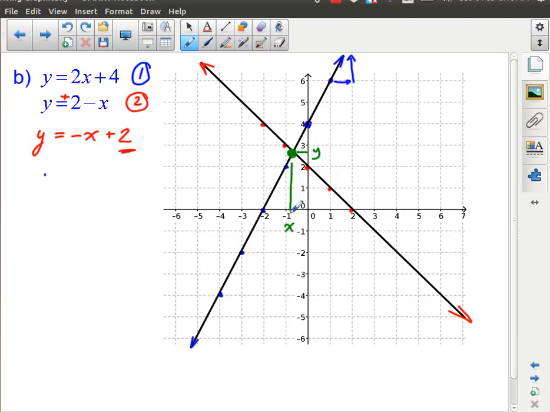Not really. This point is not a good point in the sense that it doesn't lie on any exact values on the grid. So we could estimate this. This looks like, well, it's between 2 and 3. It's a little bit past halfway. So maybe this y value is equal to 2 and 2/3. And that is the same as 8/3.